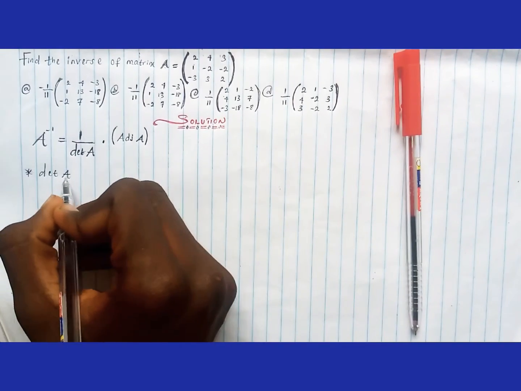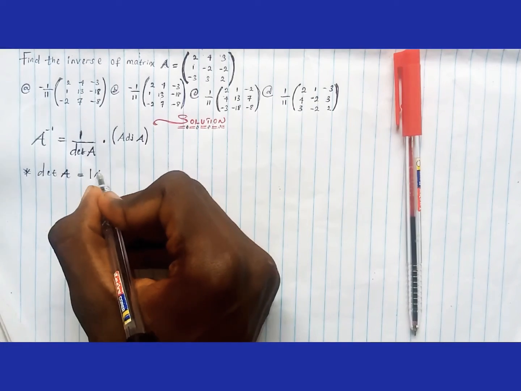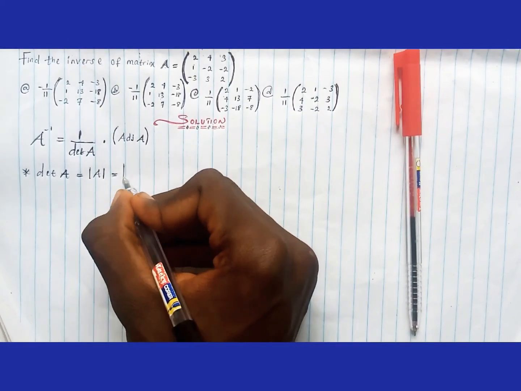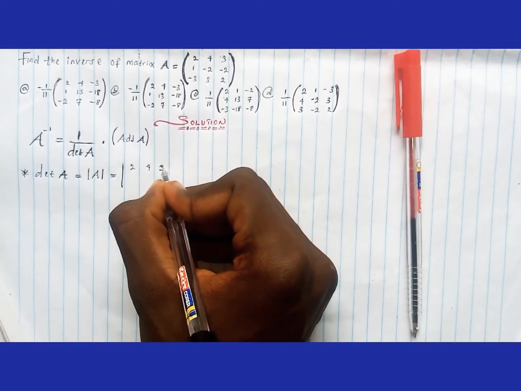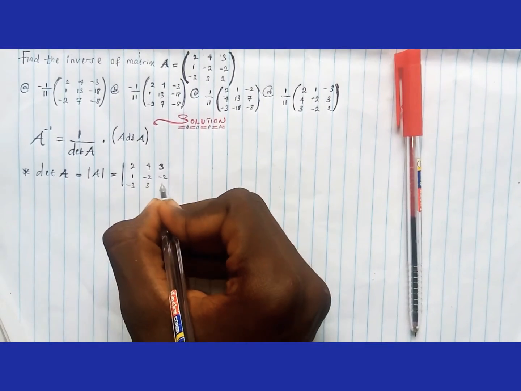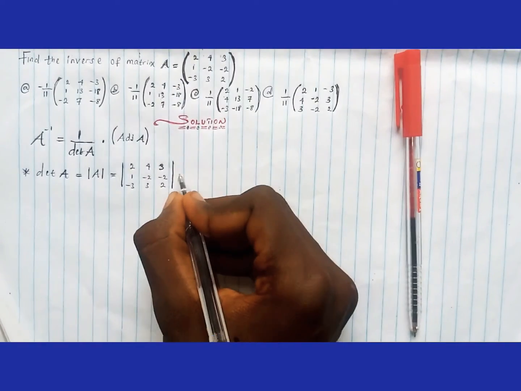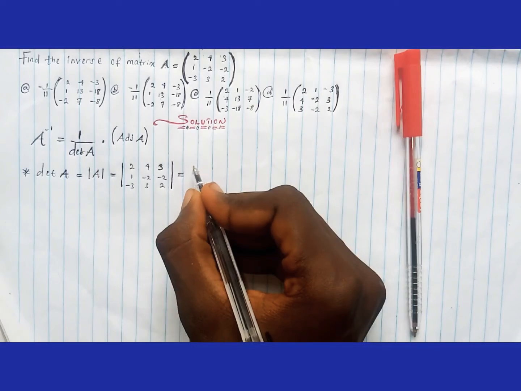Now for us to get the determinant of that matrix, I will need to determine this. I have 2, 4, 3, and I have 1, minus 2, minus 2, minus 3, 3, 2. Since I want to get the determinant, without even going through the stress of putting plus, minus, plus, let me just give you the shortcut.